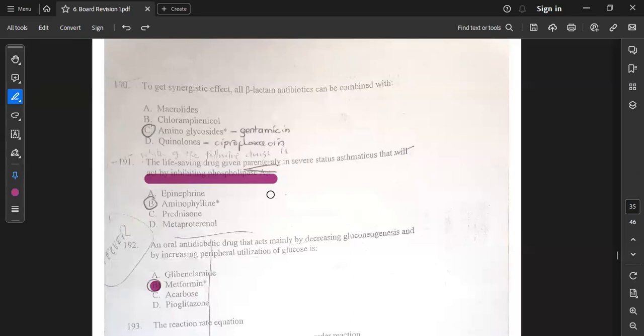I would like to add, someone said the aminophylline. Aminophylline actually is a salt of theophylline. Ethylenediamine has been added to theophylline to increase water solubility for IV administration. I'm not saying the answer is aminophylline, I'm just trying to add something on the aminophylline.